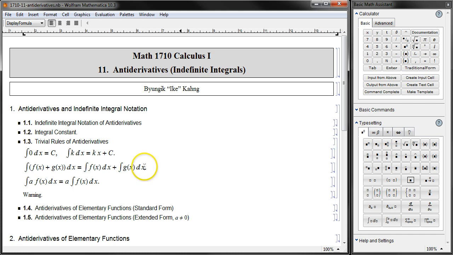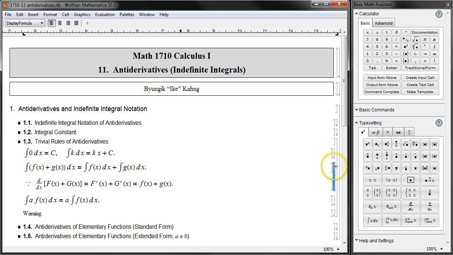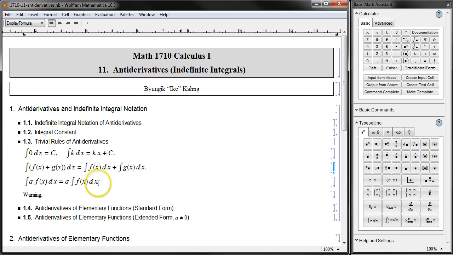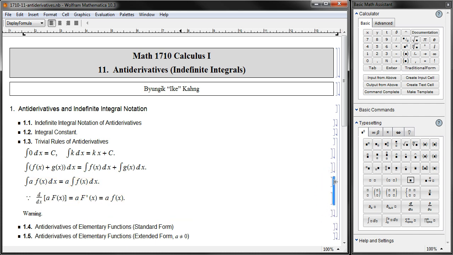How about the next rule? Antiderivative of sum is sum of the antiderivatives. Why is that so? Again, that's because the derivatives act exactly the same way. This, by the way, is the entire proof. Next, how about coefficient? You can multiply coefficient before or after. That's because the derivatives behave exactly the same way.